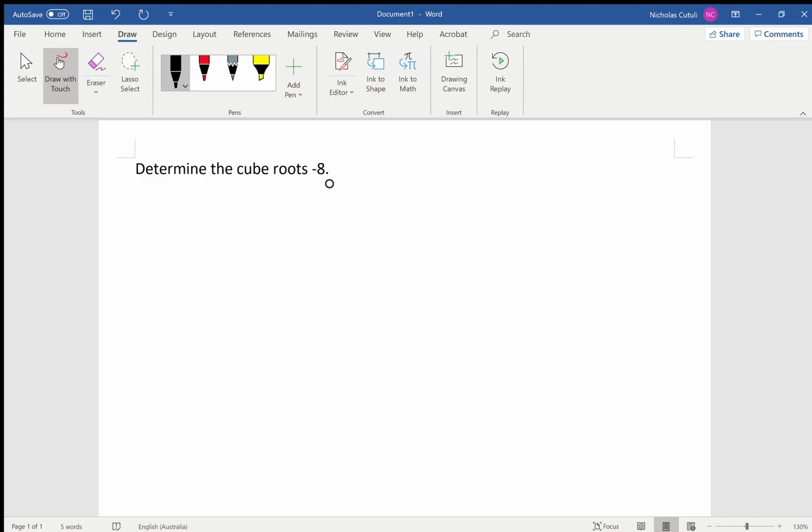Okay, so we're going to look at the question, determine the cube roots of -8. Now, if you look at what's the cube root of -8, you'd probably straight away go, well, I know that, it's -2, because cubed root means what number multiplied by itself 3 times gives us -8. Well, -2 times -2 times -2 gives us -8. So you'd be thinking, well, the answer is just -2.